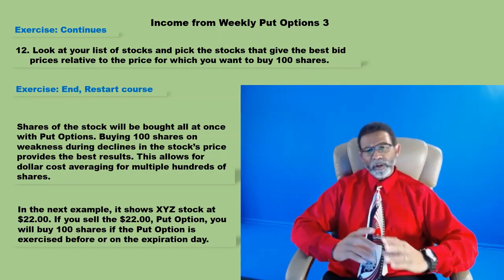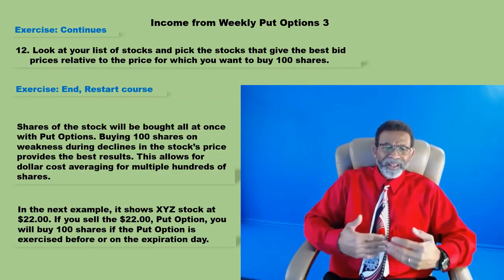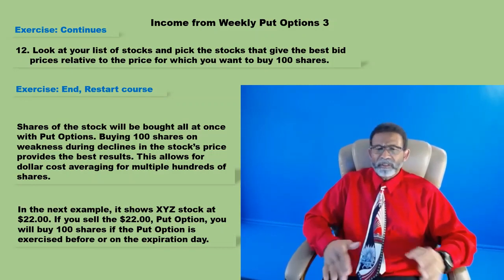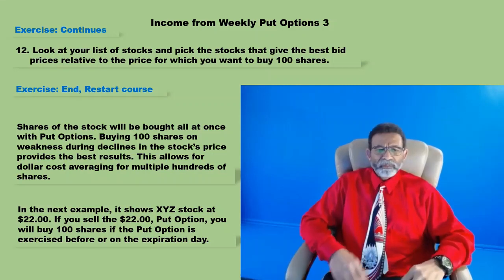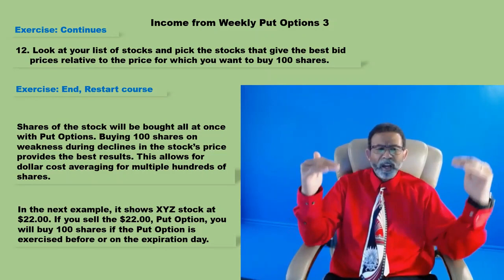Now we want to go into another portion of the course that involves actually how we're buying different shares, the number of shares we're buying now. The shares of the stock can be bought, you know, with a put option, obviously 100 shares at a time.